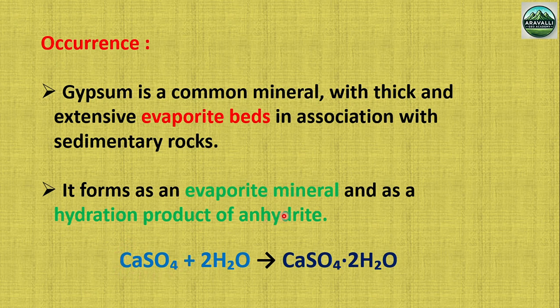CaSO4 is anhydrite. We will read that anhydrite is a separate mineral. So this anhydrite reacts with water and forms gypsum. So gypsum can be formed through hydration or through the process of evaporation. Remember this reaction also.